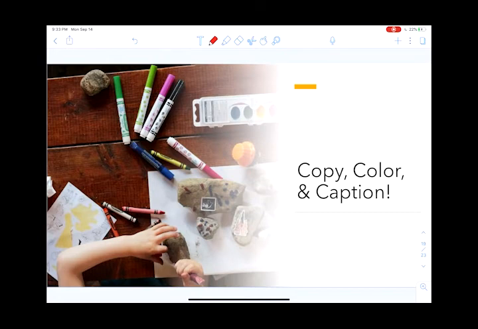Next, copy the picture on page 93. Color your picture. Then copy the caption from page 93. Afterwards, feel free to move on to the next lesson.